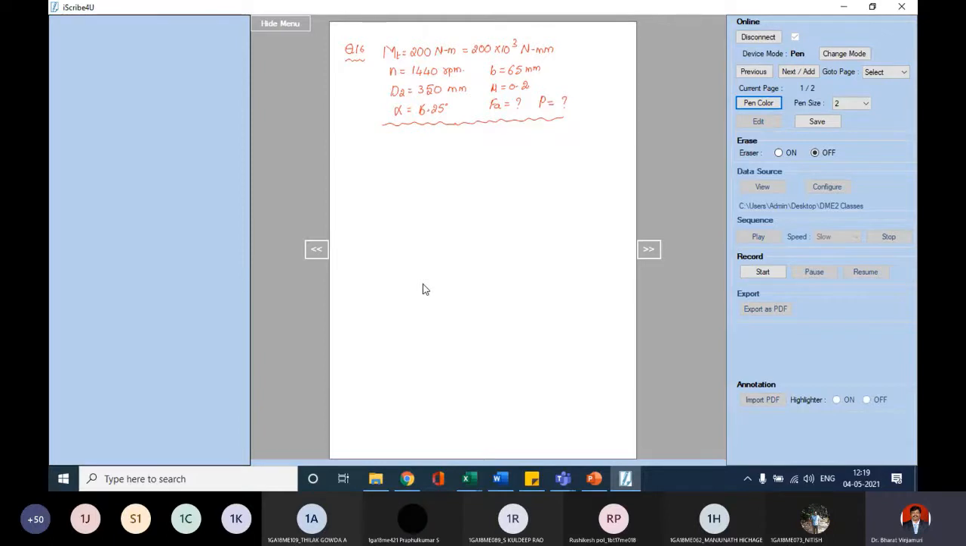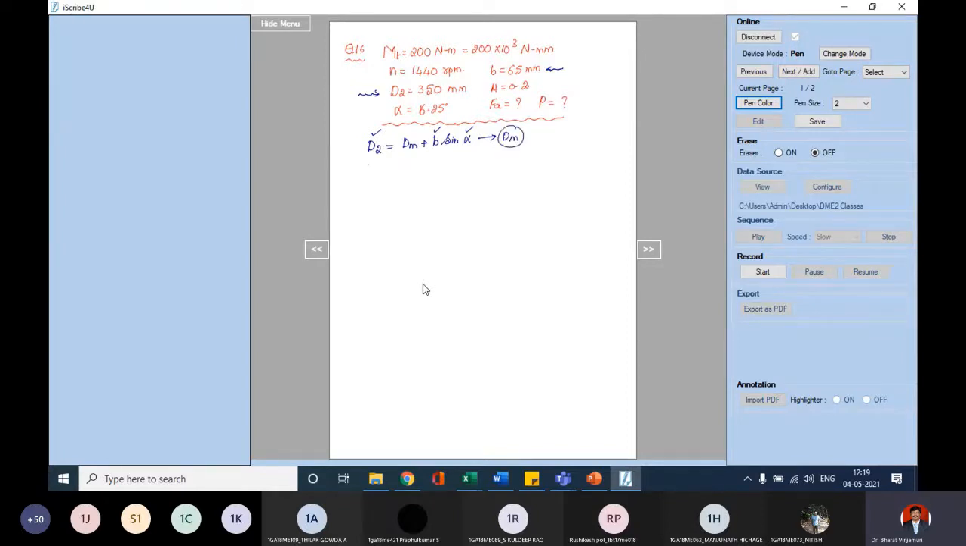Let me start with D2 and B, guys, because this is what has exactly been given. One thing we know, can you remember this? D2 is equal to dm plus B sin alpha. This is the formula which we have. The value of D2 is given, the value of B is known, the value of alpha is known. From this equation directly I will be getting the value of dm.